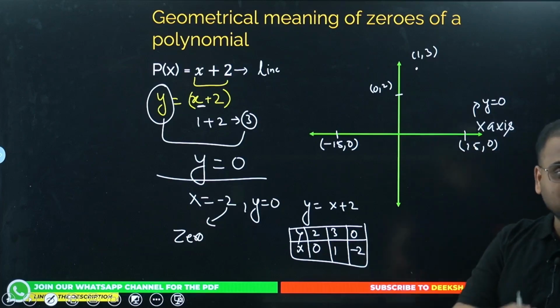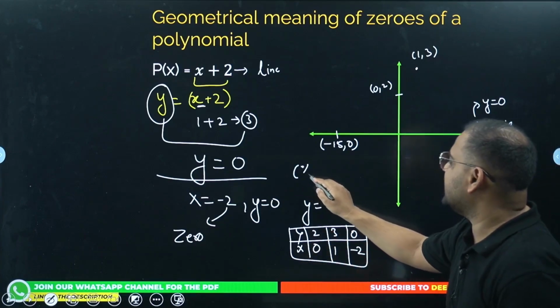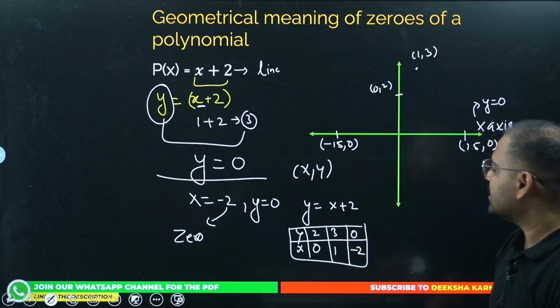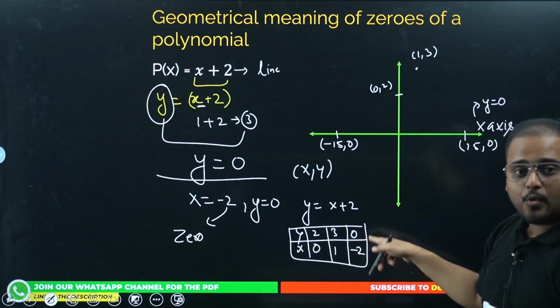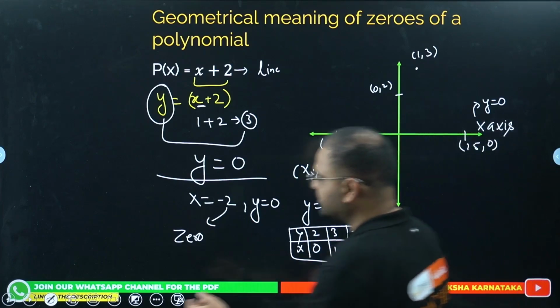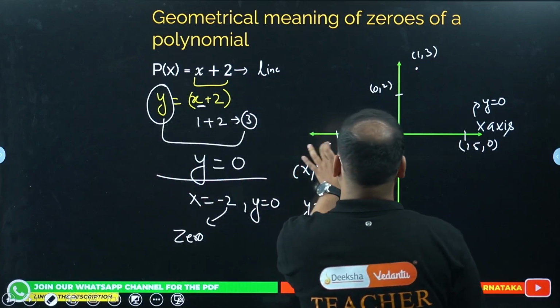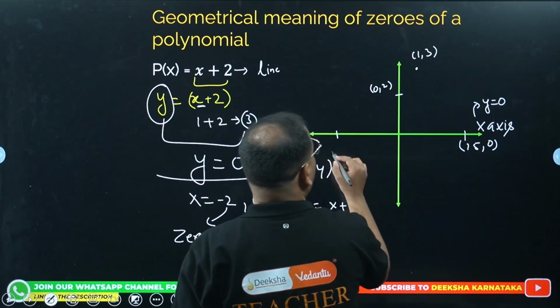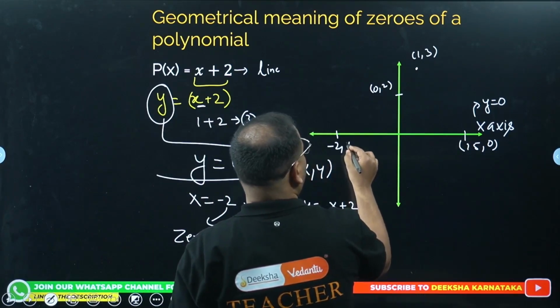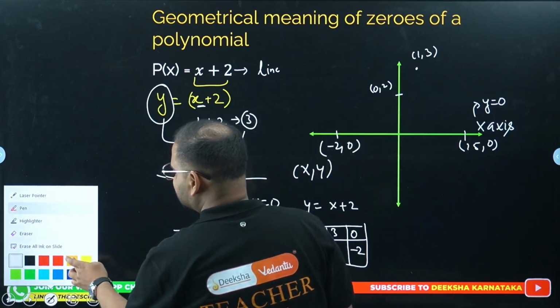Next will be minus 2 comma 0. Sorry students, I read y first. Always read x first. So x is minus 2, y is 0. So minus 2 comma 0 will be somewhere here. Let me erase this part, it is not relevant for us. Minus 2 comma 0. So the line which goes through these points will be something like this.